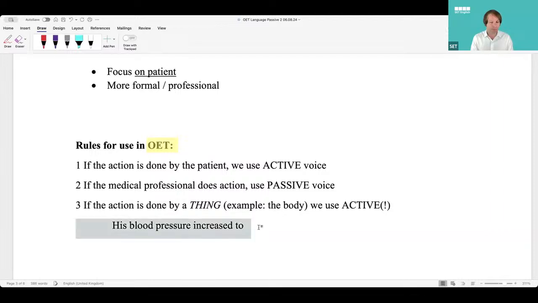Now, there are some small situations where you might say this. Look, his blood pressure was increased by the medication. Is this active or passive?